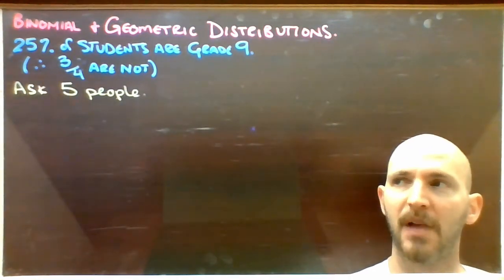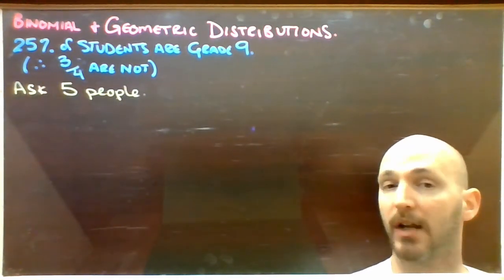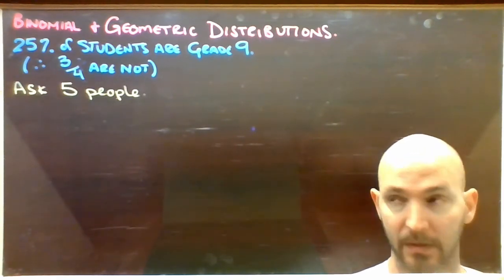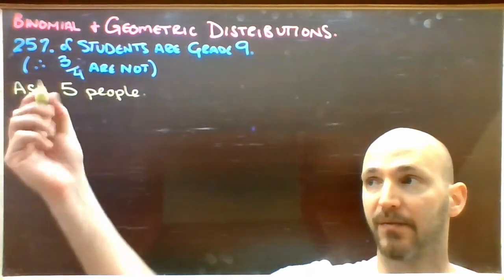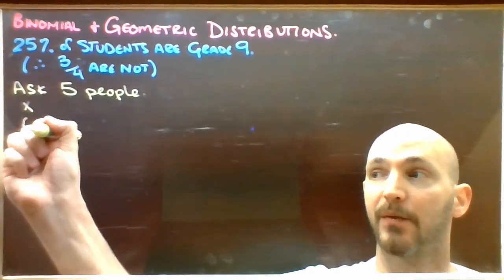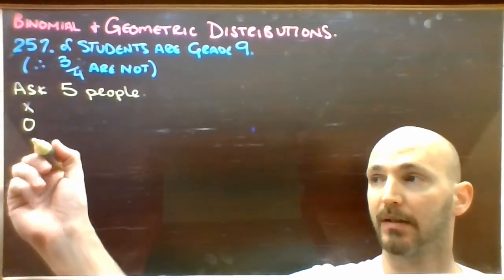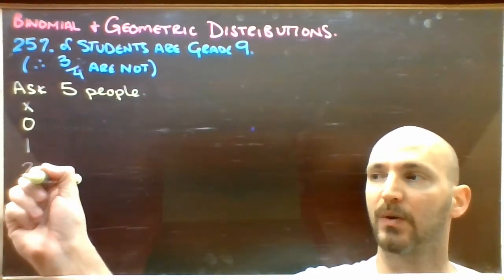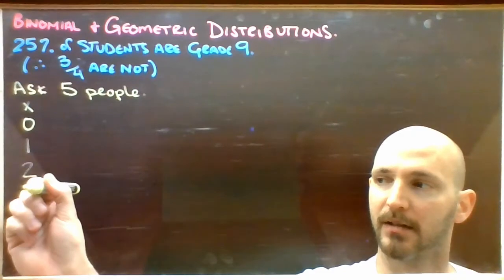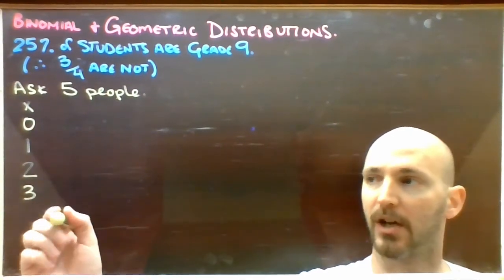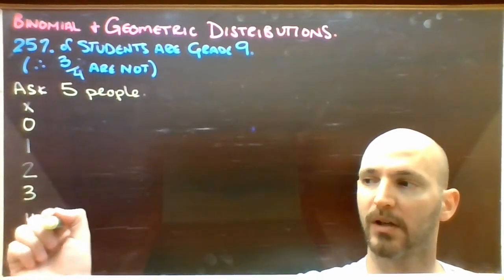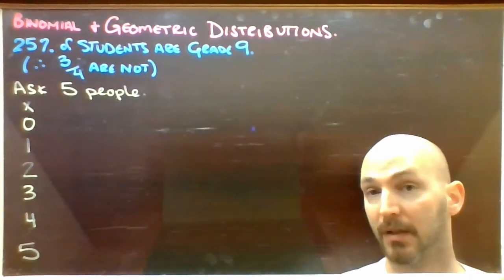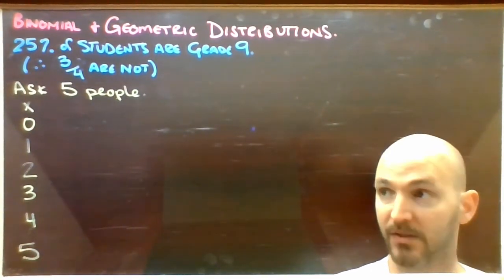So if I'm hunting for people who are not in grade 9, and I'm going to ask 5 people, then the outcomes are as follows. Maybe none of them are not in grade 9. Maybe one of them is not in grade 9. Maybe 2 of them are not in grade 9. Maybe 3 of them are not in grade 9. Maybe 4 are not in grade 9. And maybe 5, maybe all 5 of them are not in grade 9. So those are my options.